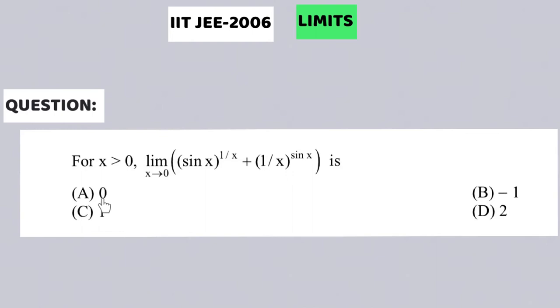That's why we are finding the limit here for x approaching 0 plus, or we can say for x greater than 0. You can see four options are given. The first option is 0, the second option is -1, the third option is 1, and the fourth option is D. So let's solve this problem.